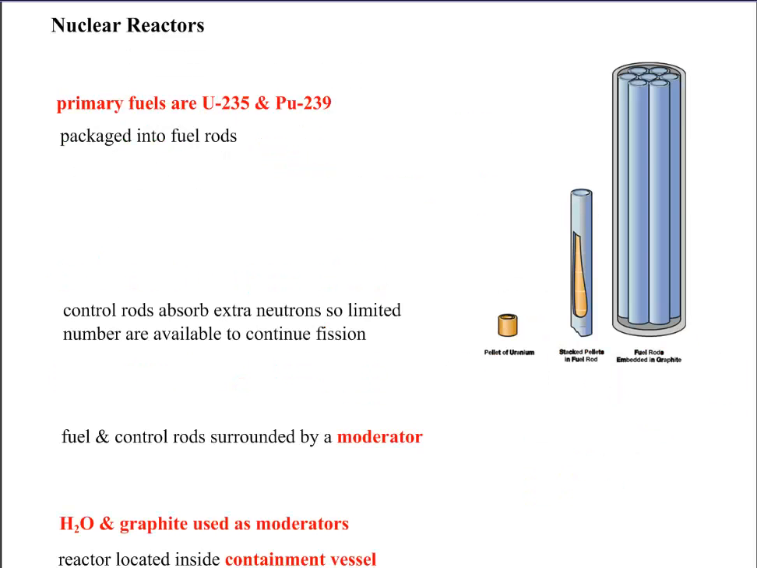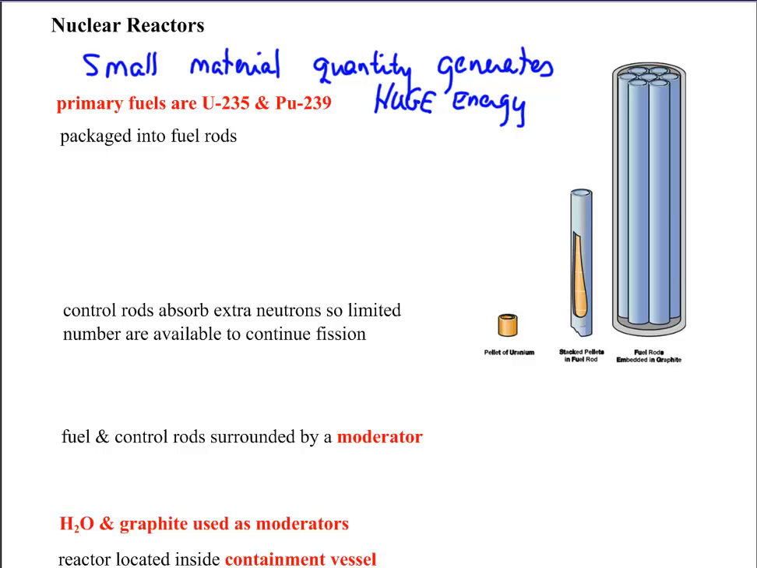If we take a look at a nuclear reactor, which is using a controlled nuclear reaction, we have large amounts of energy generated with a very small amount of fuel. For nuclear power plants, the primary fuels are either uranium-235 or plutonium-239. Uranium-235 is a not very common isotope of uranium. The most common isotope of uranium is uranium-238.